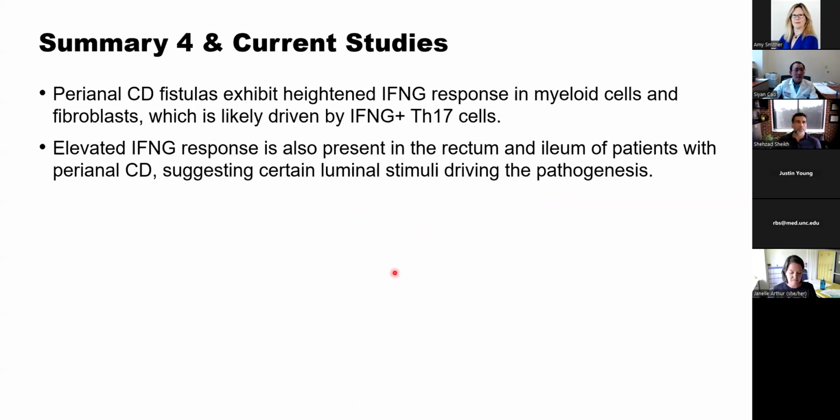Okay, just to summarize what I just showed for this part of our study, we found that perianal Crohn's disease fistulas had an increased interferon gamma response in myeloid cells and fibroblasts. And this activation is likely driven by the increased interferon gamma positive Th17 cells in the fistula tract. And besides the fistula tract, we've also found that there is an increased interferon gamma response in the rectum and ileum of those patients with perianal Crohn's disease. This suggests that there are certain luminal stimuli that drive the pathogenesis of perianal Crohn's disease in those patients.